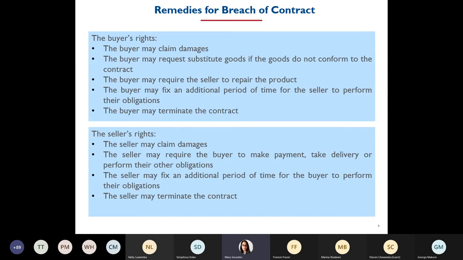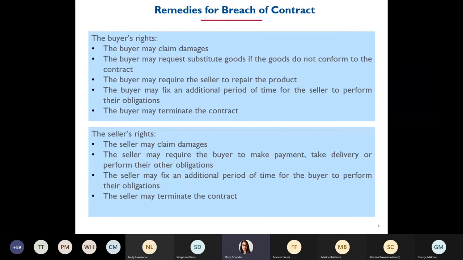Okay. The seller's rights. If I, the buyer, don't make my payment, you as a seller can claim damages. You can require me to make payment or take delivery. So if you sent the goods and you've sent the documentation, and I decide I don't want to take delivery because I haven't even paid you yet and I don't have the money, you can insist that I take delivery because you've performed your obligation. So it's up to me now to perform my obligations.